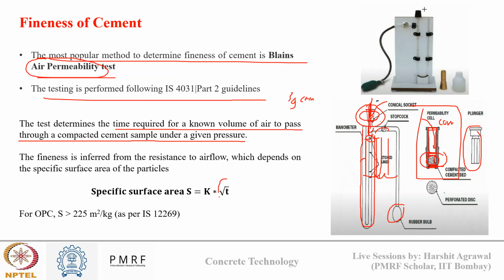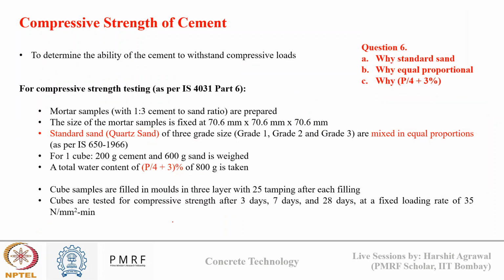Based on the time that we collect, we calculate the specific surface area of cement by multiplying it with the constant k factor, and this k factor we determine by using a material whose specific surface area we already know. For OPC, the specific surface area should come out to be greater than 225 meter square per kg as per IS 2269 guideline. So this is one of the very common methods used for determining the fineness of cement.